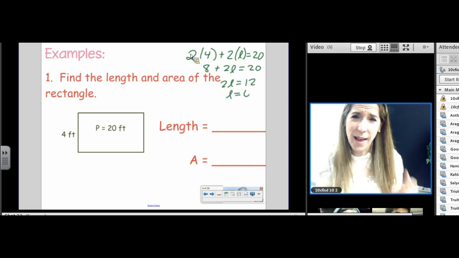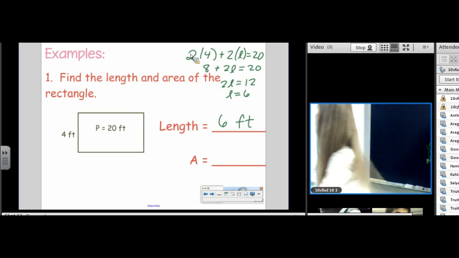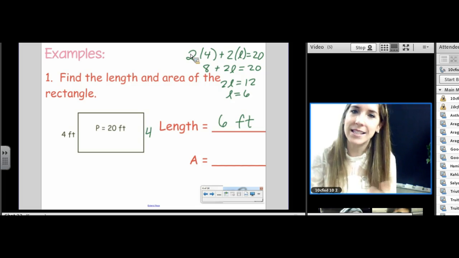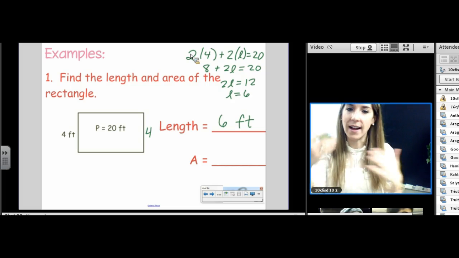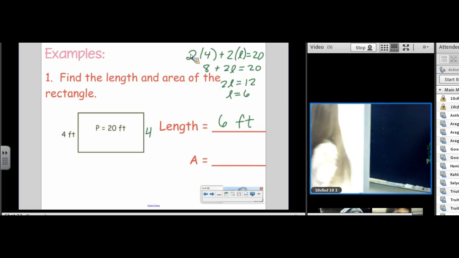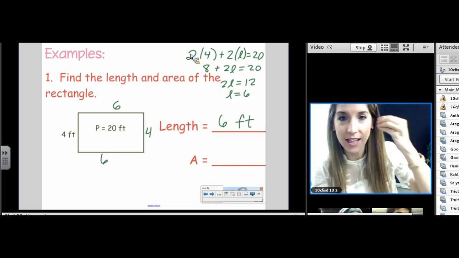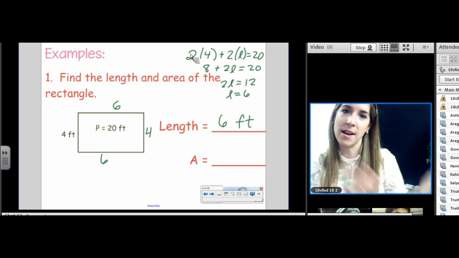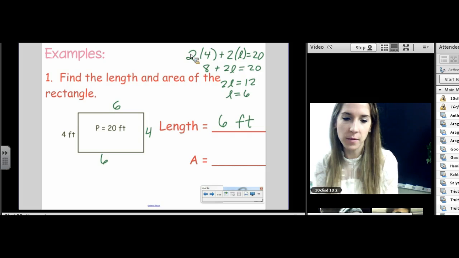Or you could do like the common sense way, and you could be like, oh, well, if that's 4, then that's 4. Okay, I've used up 8. 20 minus 8, that's 12. I need to split it evenly between the top and the bottom. So split it evenly, 6 and 6. You're doing the same process either way. One way you're just documenting each step, and the other way you're just using common sense in the picture, okay?